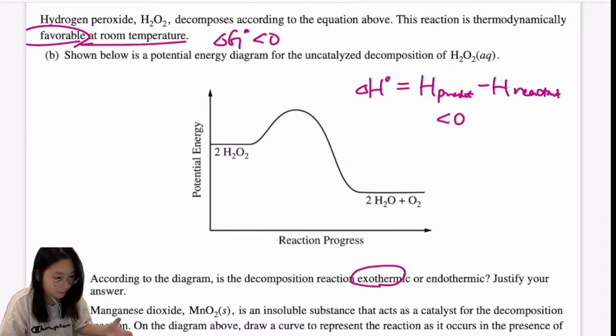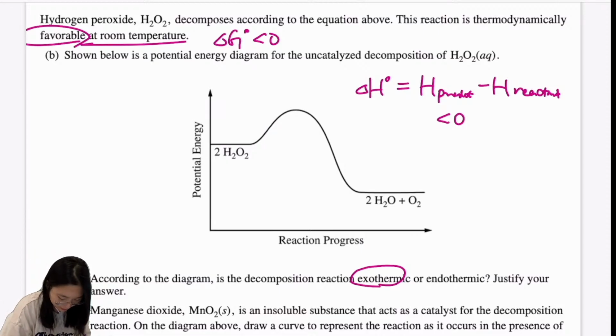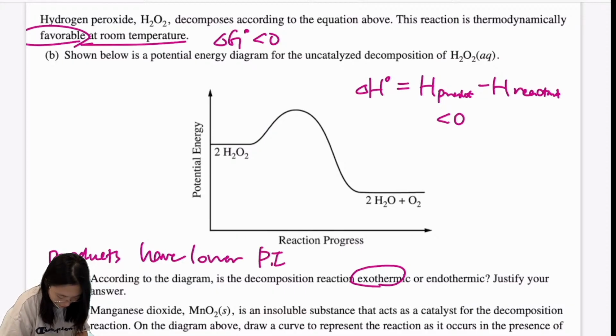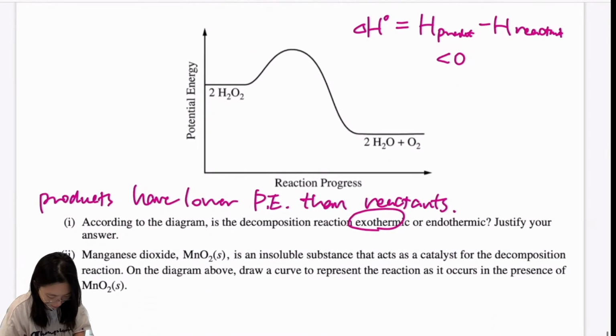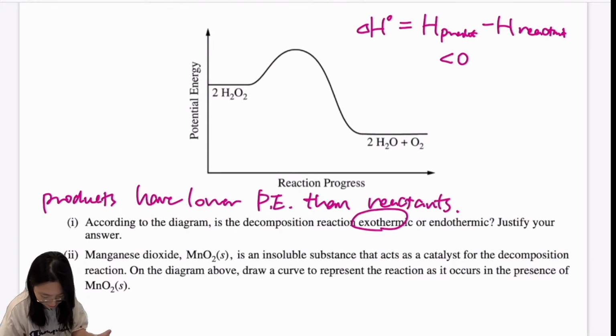And as for the justification, it's very simple. Just state that the products have lower potential energy than the reactants. That's it. For a lot of justification or explanation questions, you just need to state one sentence most of the time. And 2, manganese dioxide is an insoluble substance that acts as a catalyst for the decomposition reaction. On the diagram above, draw a curve that represents the reaction as it occurs in the presence of the catalyst.